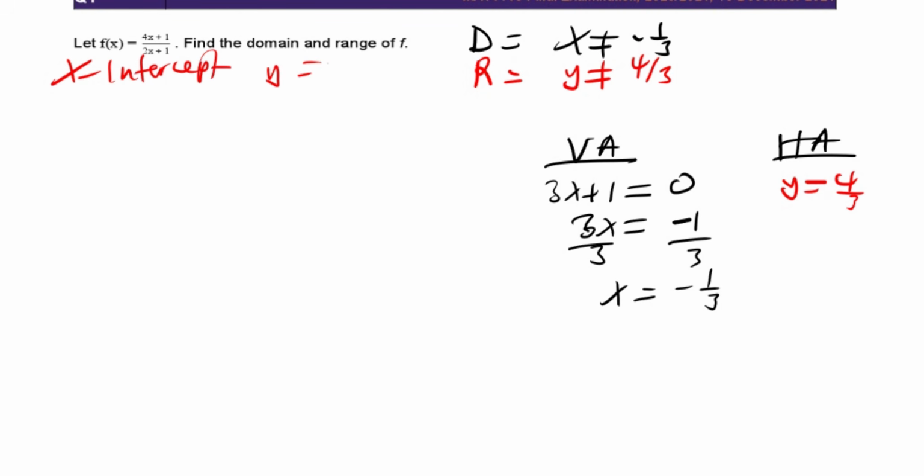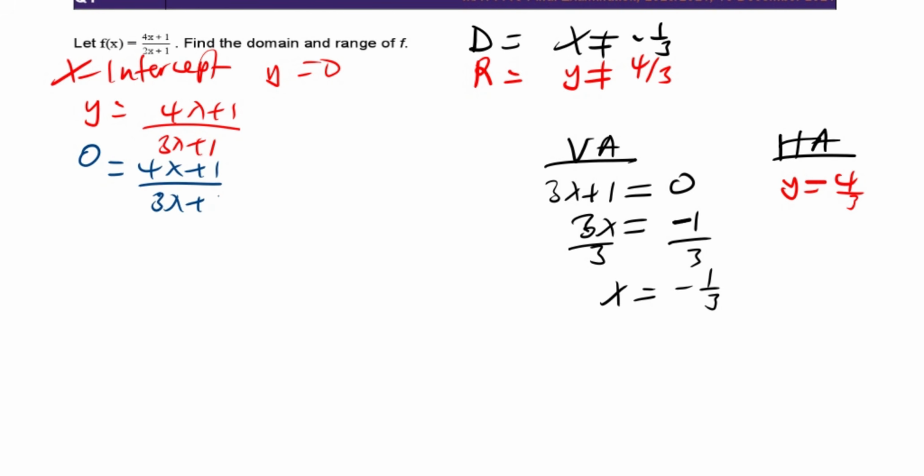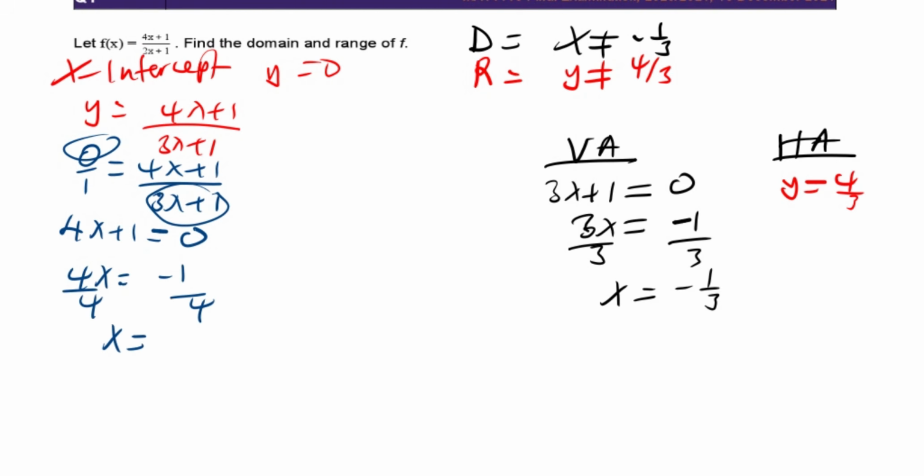To find the x-intercept, y should be equal to 0. So we have the function y is equal to 4x plus 1 divided by 3x plus 1. So what will happen? Replace y with 0. So we have 4x plus 1, then 3x plus 1. Cross multiply. You have 4x plus 1 is equal to, if you multiply this by 0 here, everything will be 0. So you have 4x is equal to -1. Divide here by 4, divide here by 4, x is equal to -1/4.